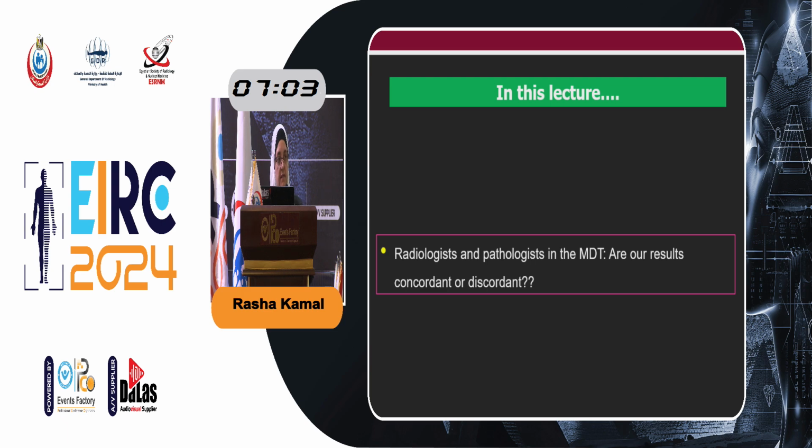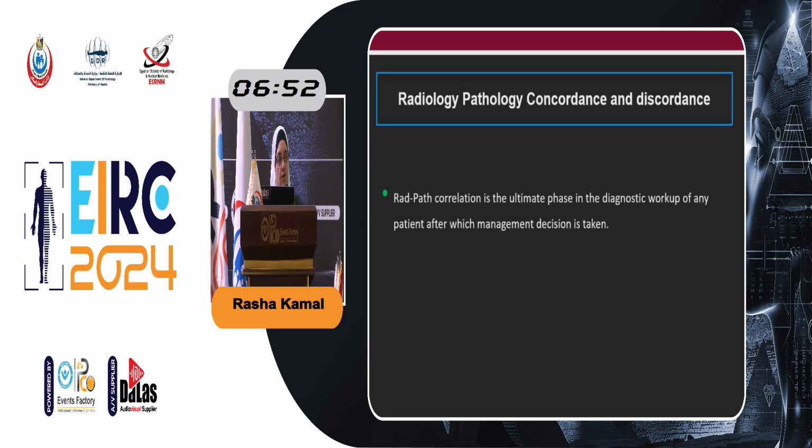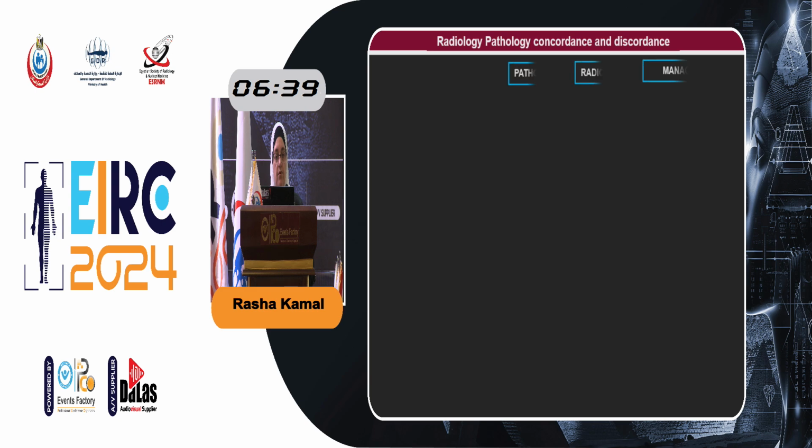We move to the third step, and that is that when we are sitting in the tumor board, usually pathologists and radiologists ask each other, are our results concordant or discordant? Radiology pathology correlation is the ultimate phase in the diagnostic workup of any patient, after which management decision is taken. It includes the critical review of the imaging findings in view of the pathology report. We have different situations of pathology, radiology, concordance and discordance.